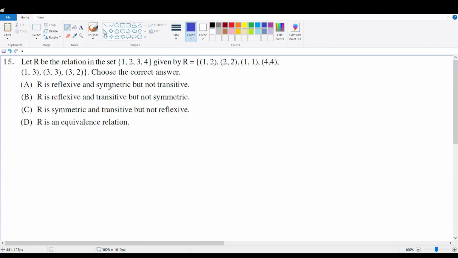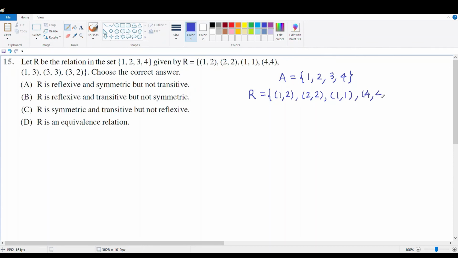Question 15 is a multiple choice question. Let R be the relation in the set {1, 2, 3, 4} given by R equals {(1, 2), (2, 2), (1, 1), (4, 4), (1, 3), (3, 3), (3, 2)}, and we need to choose the correct answer for what this relation is going to be. So let A equal {1, 2, 3, 4}.